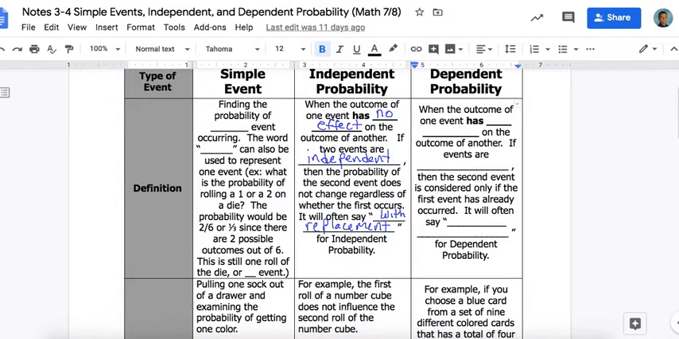Here's another example here. The first roll of a number cube does not influence the second roll of the number cube. Another example might be I flip a penny and then I roll a die at the same time. Those don't have any effect on each other.